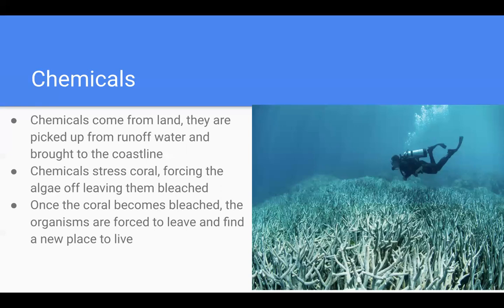Many species use coral for food and shelter. It is like a city underwater. Once the coral dies, the organisms are forced to move away and cannot make the adjustments, so they end up dying as well.